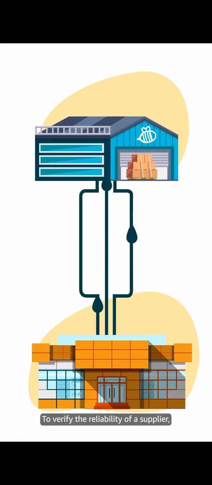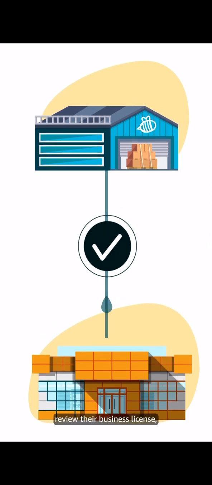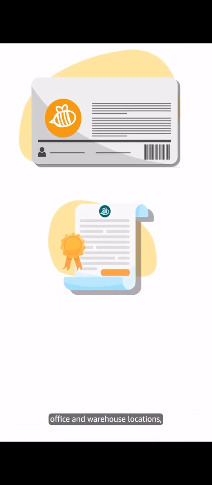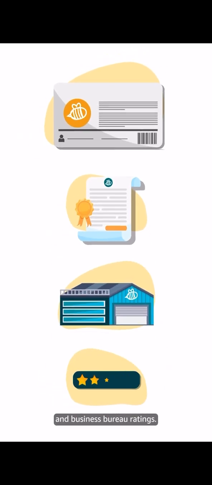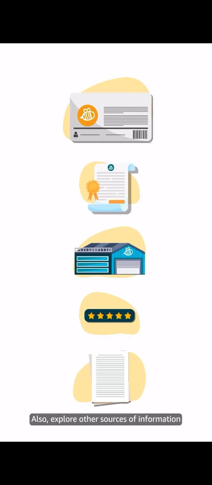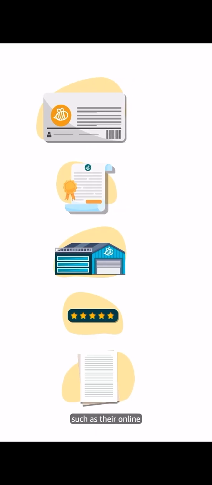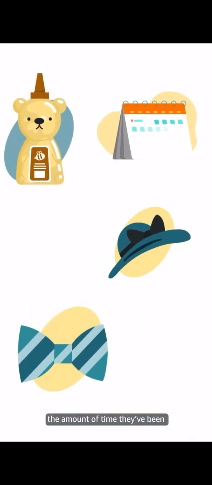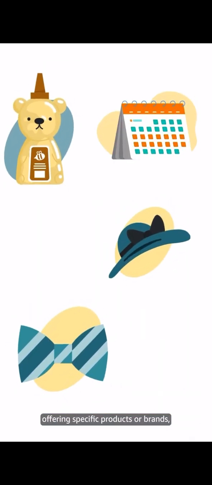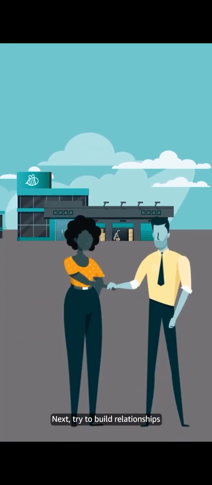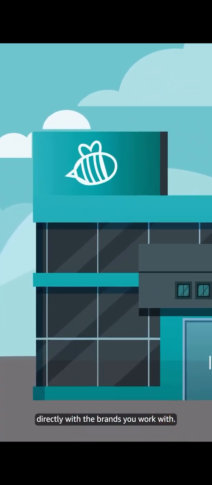To verify the reliability of a supplier, review their business license, a brand authorization letter, office and warehouse locations, and Better Business Bureau ratings. Also, explore other sources of information that might speak to their credibility, such as their online and social media presence, the amount of time they've been offering specific products or brands, and reputable news articles about the supplier.